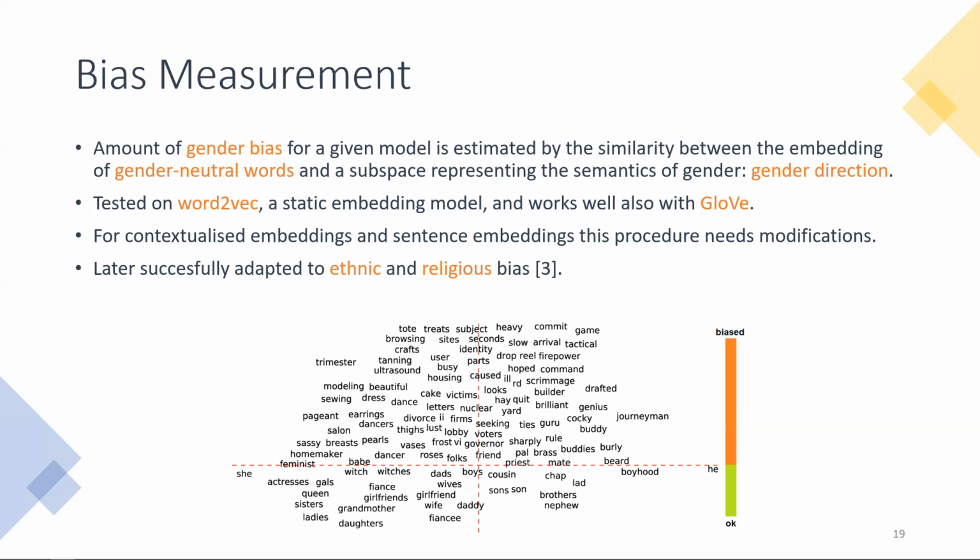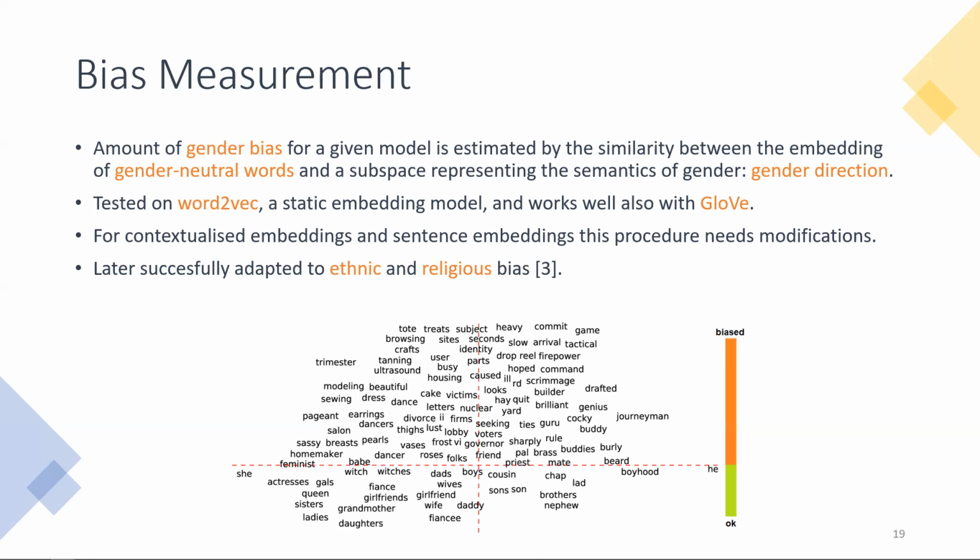And of course, this was not true, but you can measure the amount of bias by taking a lot of these gender neutral words, and then you look at the similarity of each of them with respect to this gender direction. Because cosine similarity is a metric, so it's something that you can compute, and it has a numerical value to it. And this way you can measure just by taking this cosine similarity.